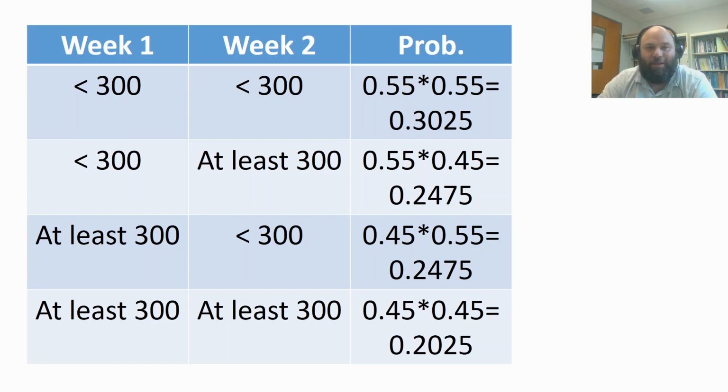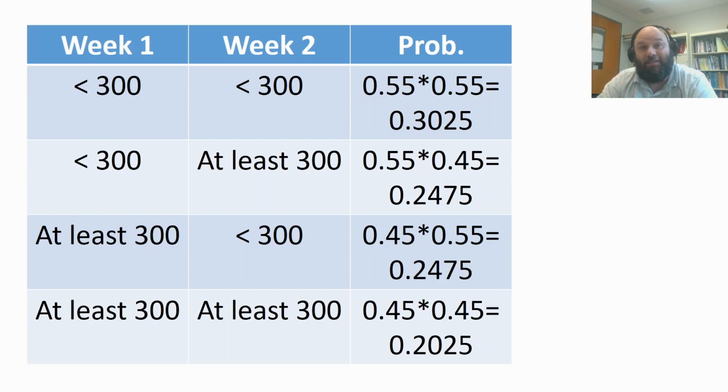Well, I've added in a little assumption that we'll talk about a lot more later in this chapter. And that's, I'm assuming that these are independent trials. Let's go back to the coin flipping example. Whether you got a head or a tail on the first flip isn't going to impact the probability of what you're going to get on the second flip. It's still 50% heads, 50% tails. We are assuming that's the case in this example, that the probability of having more than or less than 300 customers in 1 week is independent of the next week.